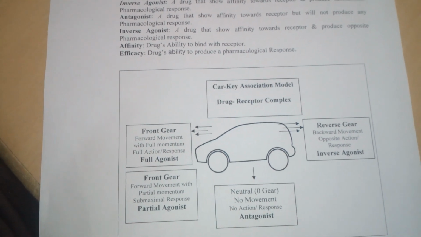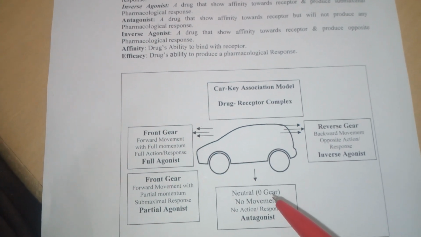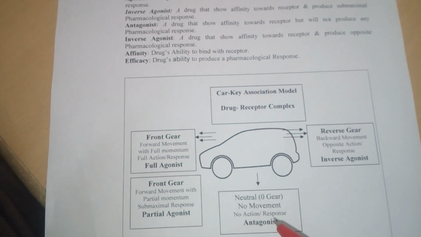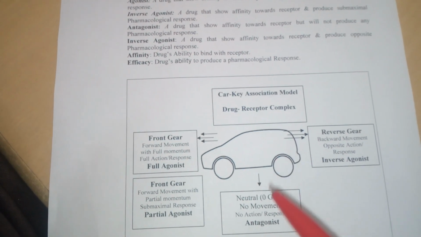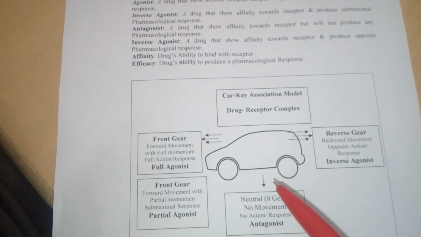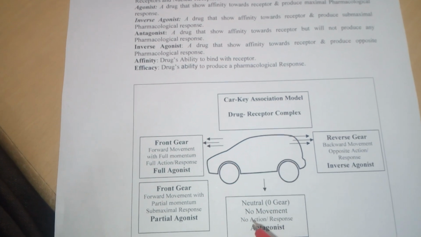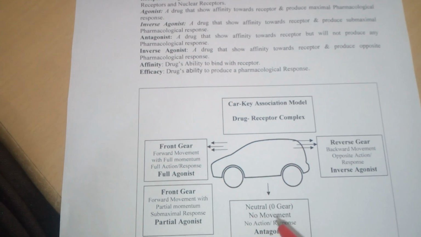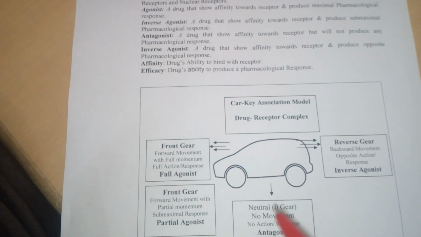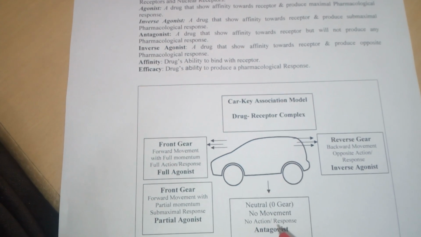Whereas for the antagonist, there won't be any movement or pharmacological response observed, though we get some affinity. Affinity will be present, but efficacy is nil, zero. Zero movement, zero response of a drug. No movement in the sense that a car won't move at zero gear, the neutral position. It means affinity is there, but there won't be any pharmacological response.